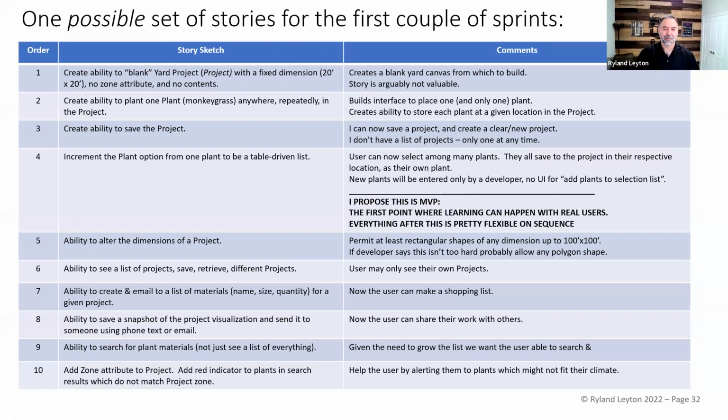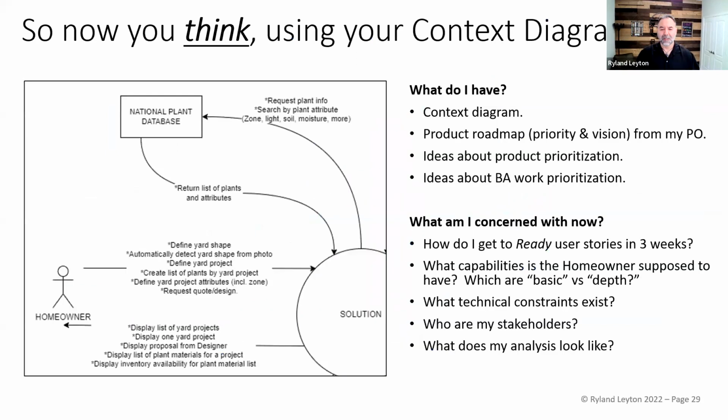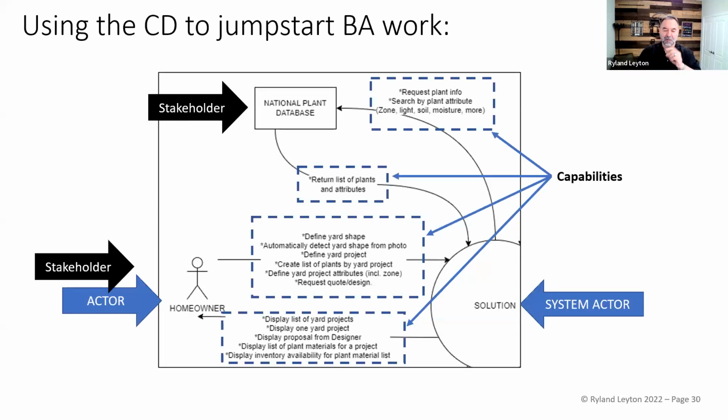Let's review for a second. I have a context diagram. I have examined it, harvesting my actors. I know my priority. I know what my product owner and my team need from me to get going soon. I understand the business context and priorities for that as well.